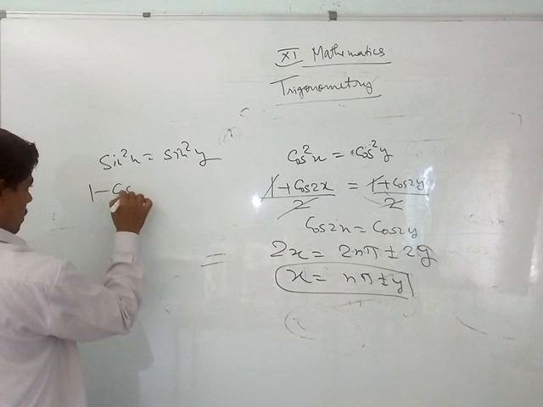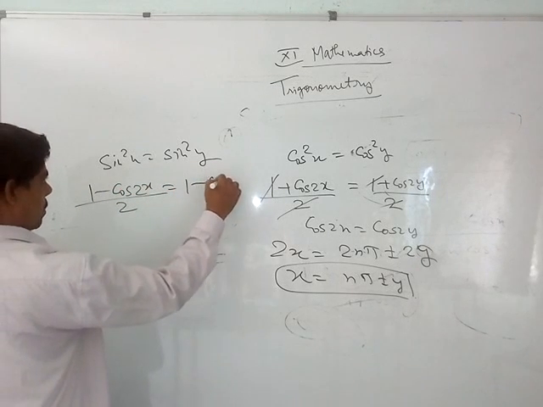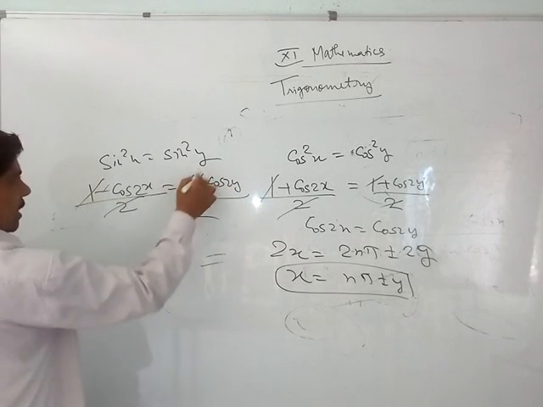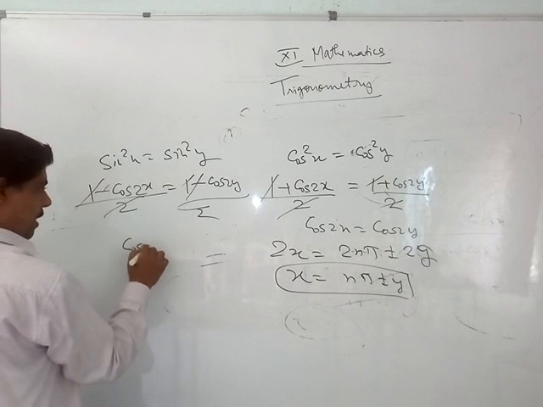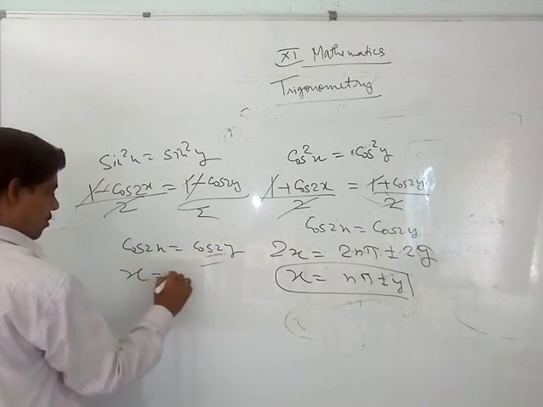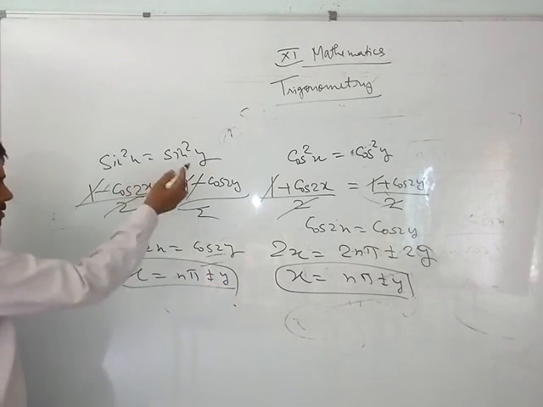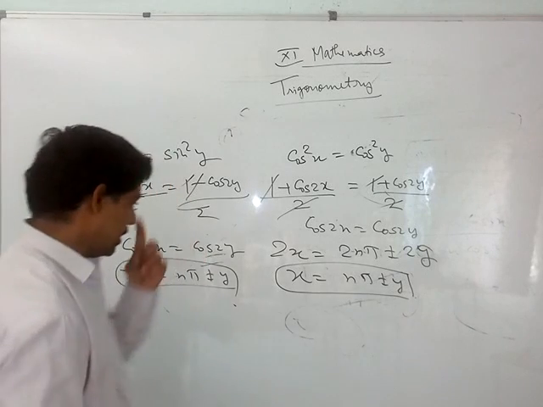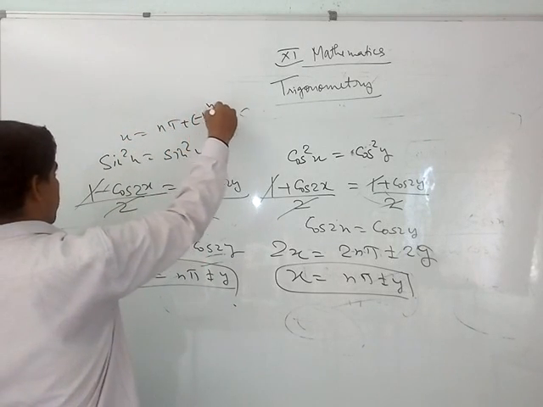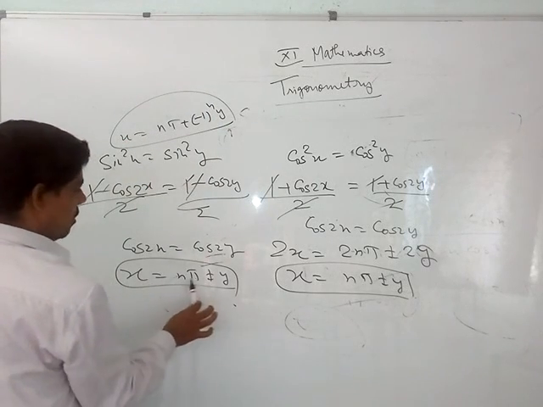1 minus cos 2x by 2, 1 minus cos 2y by 2. So this is getting cancelled. Even the minus is getting cancelled, so you get exactly the same answer, that is x is equal to n pi plus minus y. So if sin x is equal to sin y, then the answer is x is equal to n pi plus minus 1 to the power n y. But if sin square x is equal to sin square y, answer is x is equal to n pi plus minus y.